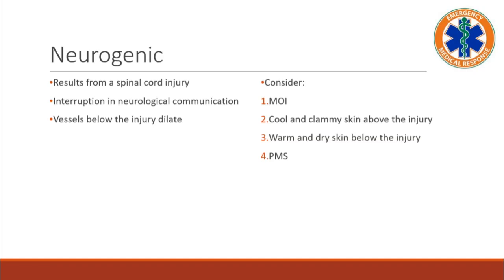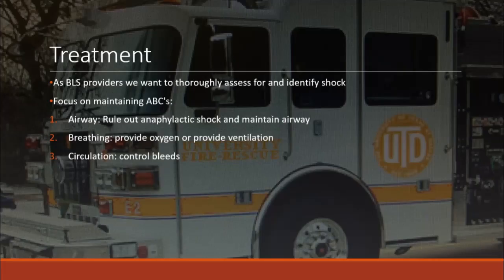So consider your mechanism of injury, any sort of blunt trauma, major trauma, things like that. Are we having cool and clammy skin above the injury, warm and dry skin below the injury? That'll kind of be an obvious indicator. You have kind of two different situations above and below where you think an injury might be. And then obviously we'll be checking PMS to see if there's any sort of irregularities, whether it's in the upper extremities, lower extremities, both, or what have you.